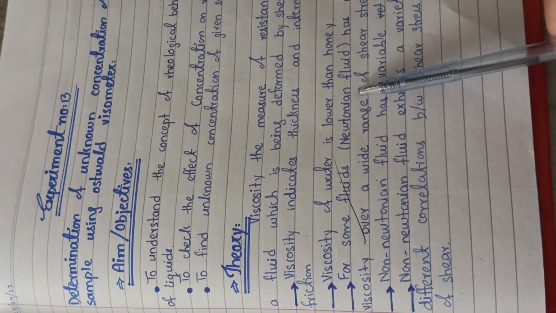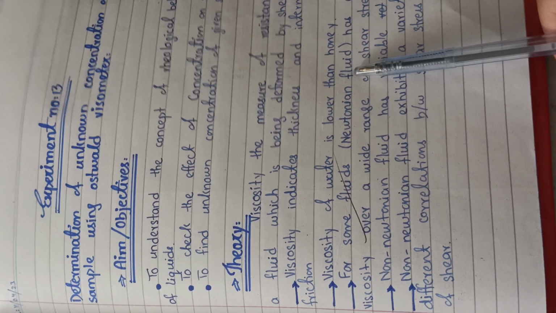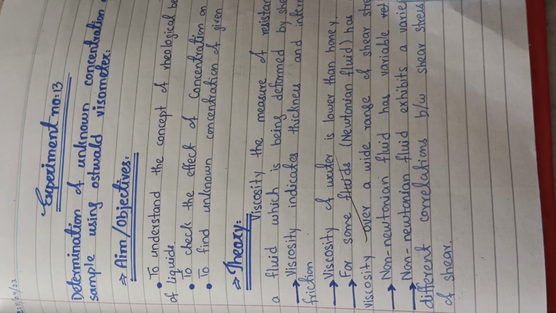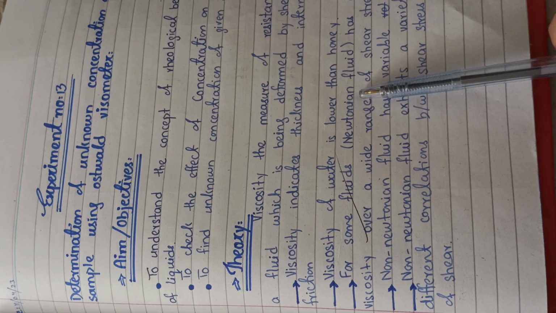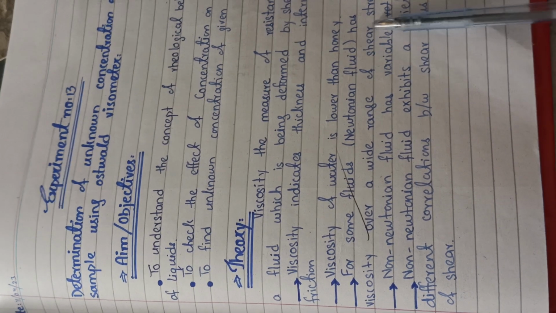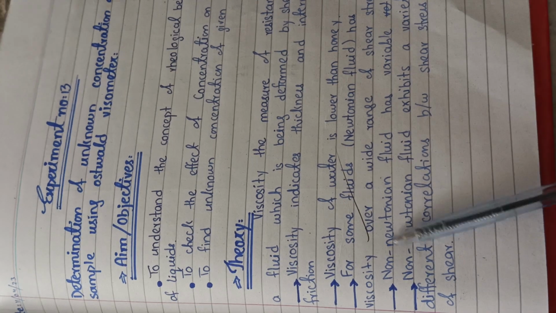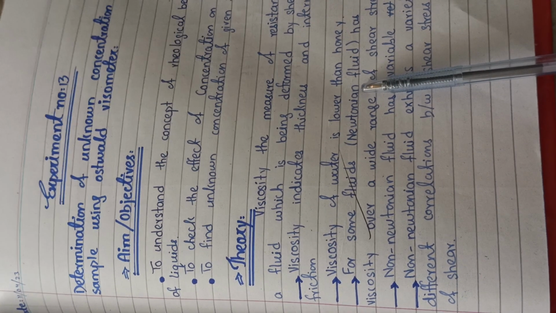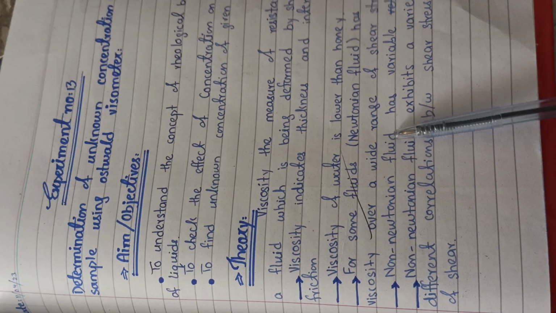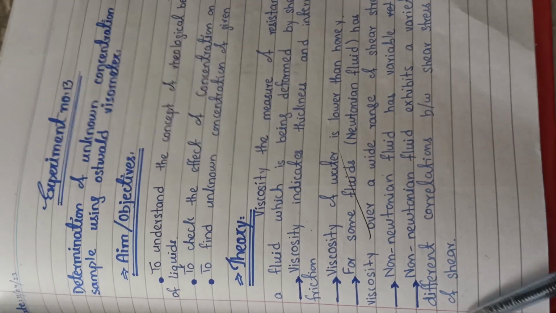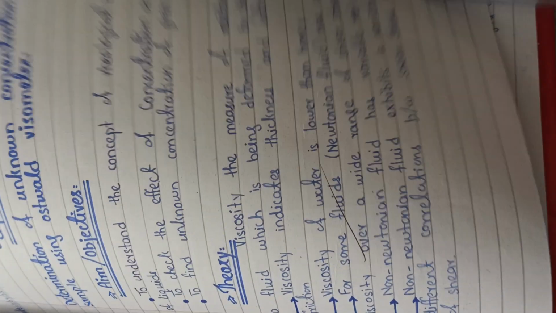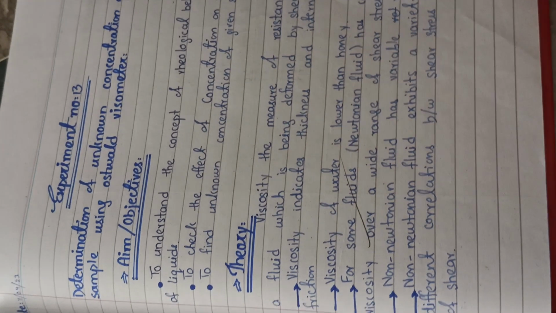Some fluids, for example Newtonian fluids, which obey Newton's law, have constant viscosity over a wide range of shear stress. So in Newtonian fluids, whenever we apply force, their viscosity remains the same. They are very pure and very useful liquids. But in the case of non-Newtonian flow, the viscosity is variable, and whenever we apply force or rate of shear, it changes.